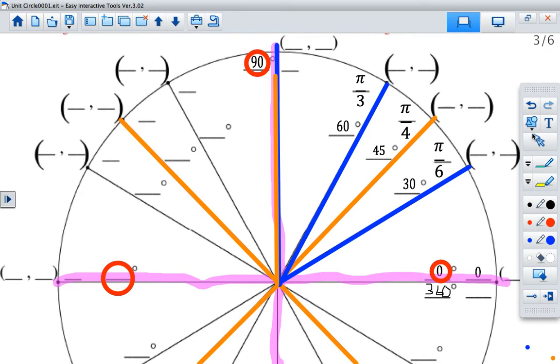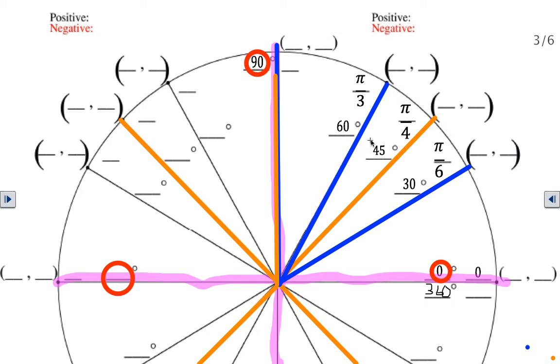If you break each quadrant in half, you've got 45 degrees here. Okay, and so you can go around. So the pattern here is that this would be 45. 45 times 2 is 90. 45 times 3, I think, is 135. And then 45 times 4 would give you 180, and so on. So you just keep adding 45 degrees over and over again.